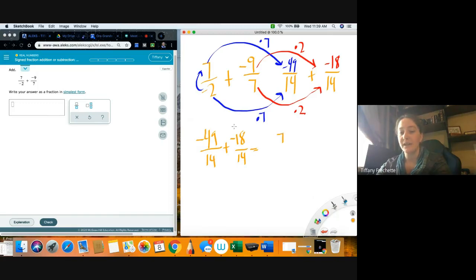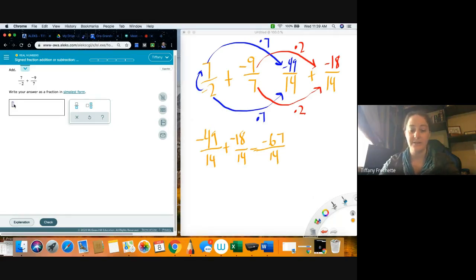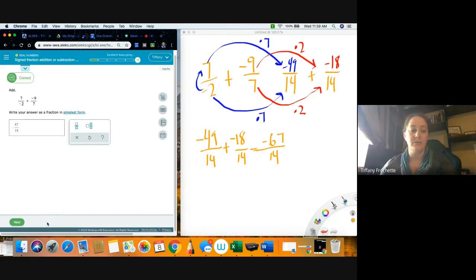So we get 67, negative, because if I add these together, I get 67. They're both negative. So my answer is negative 67 over 14. So this should be our answer. Let's check it. Ta-da! We're good to go.